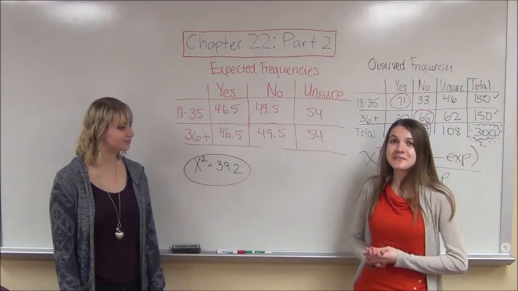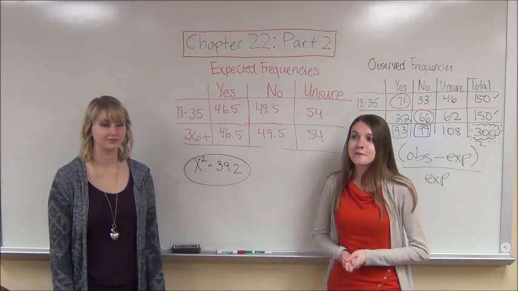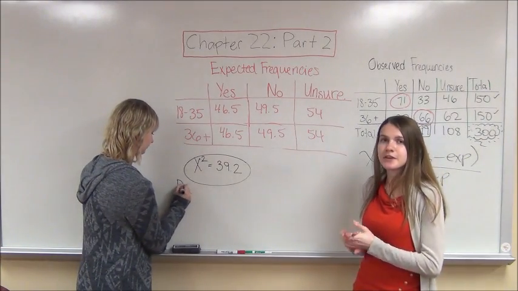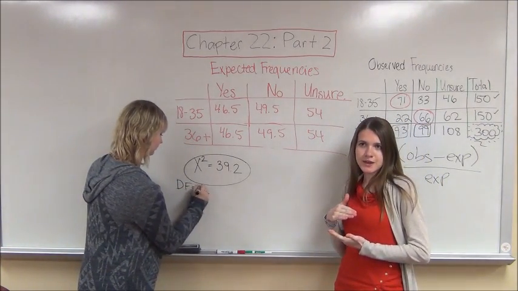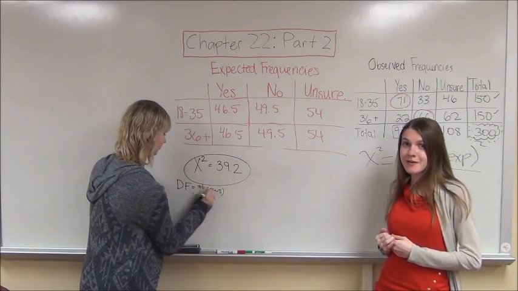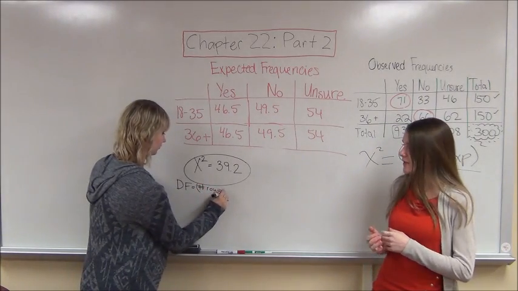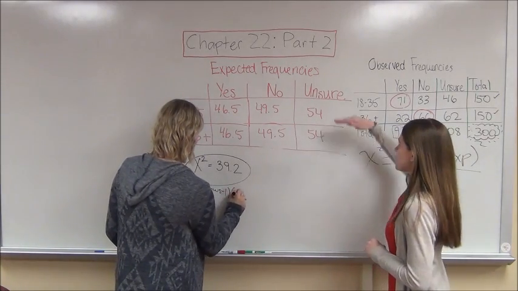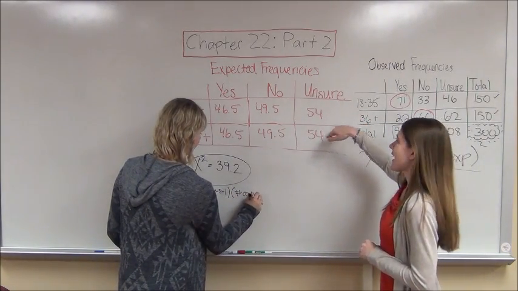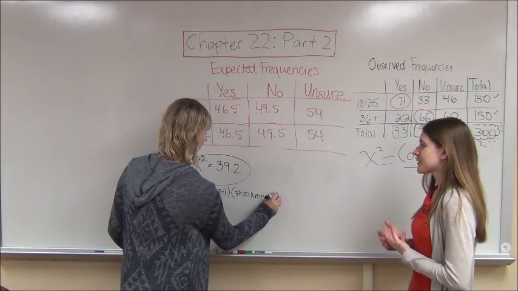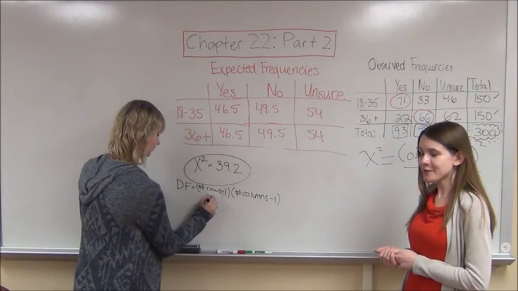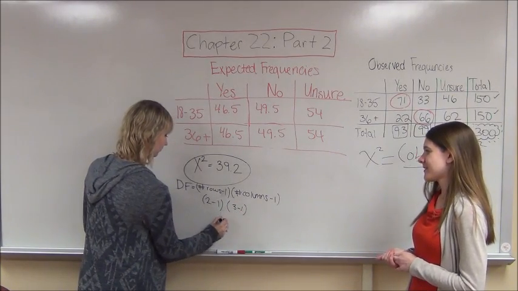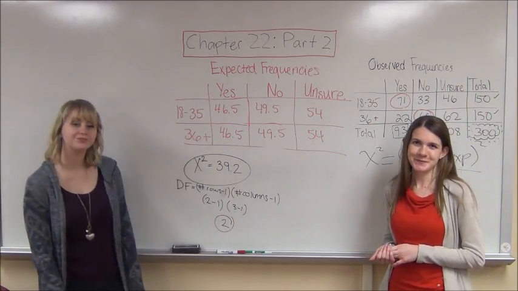So the last thing we need to do is calculate the degrees of freedom. For the chi-square test of independence, the degrees of freedom is going to be the number of rows minus 1 times the number of columns minus 1. In this case, we have 2 rows and 3 columns. So we're going to do 2 minus 1 and then multiply that by 3 minus 1, and we will get a grand total of 2.